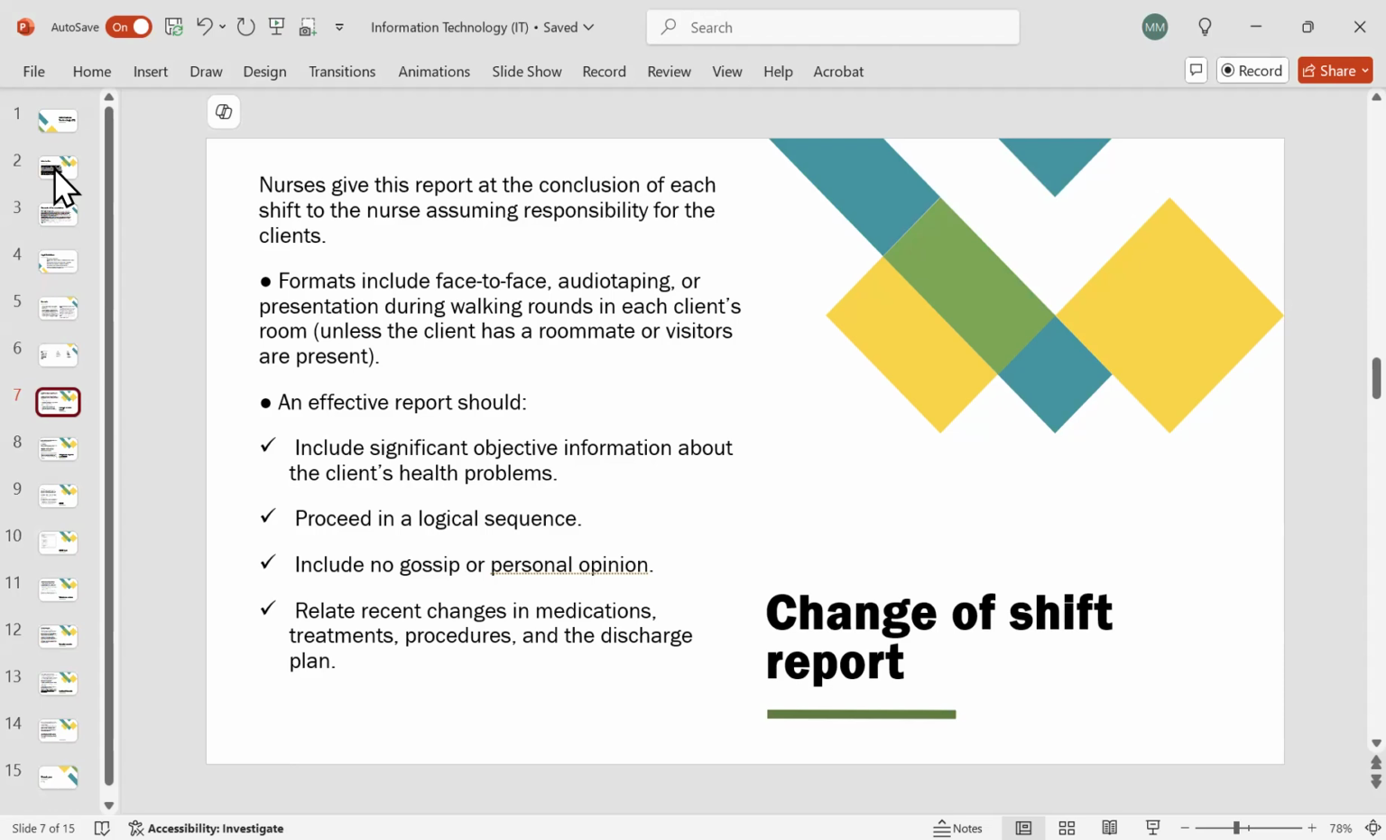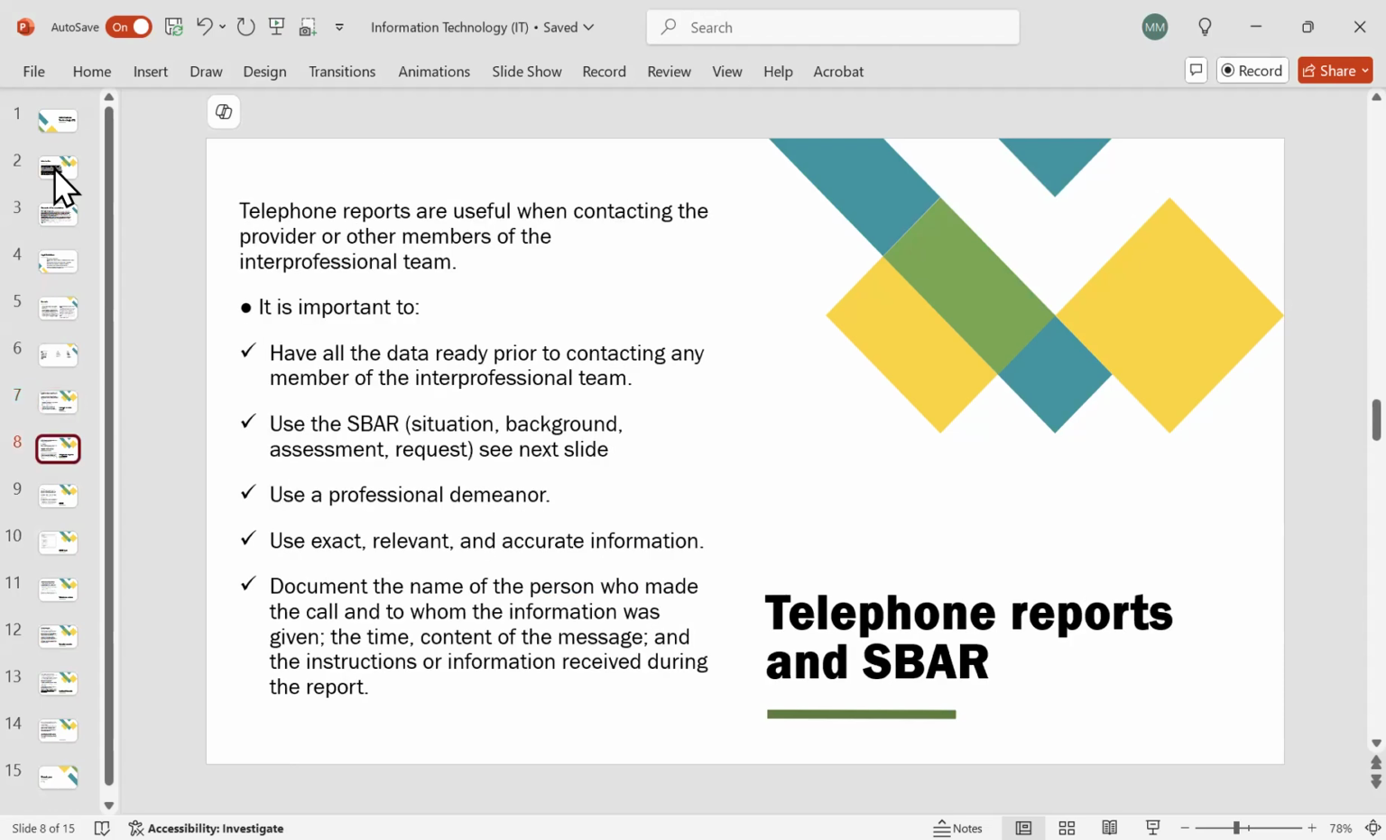No gossip. I feel like I shouldn't have to say that, but don't tell me about the crab legs y'all had the other night and how good they were, because I don't want to hear it. And like I said, changes in meds, treatments, procedures, anything that was different, right, during your shift, so that the oncoming shift knows kind of what's going on.